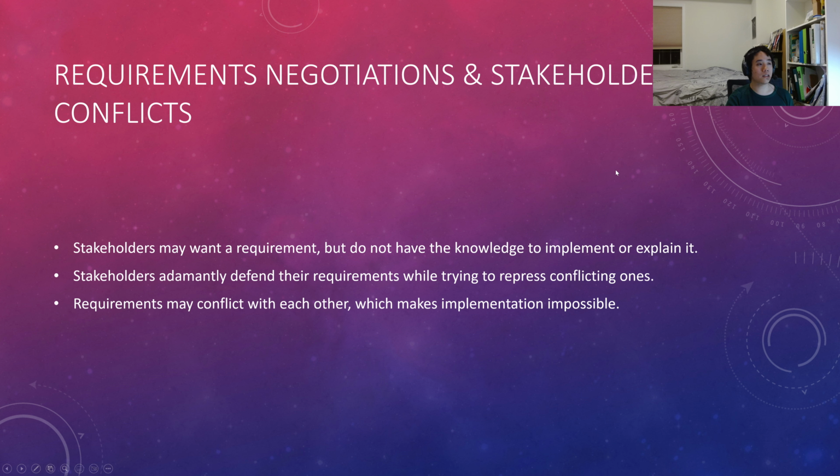Requirements. Now we're going to take a look at how we negotiate and solve conflicts. So here's the thing about stakeholders. They're humans too, and they have something they want to hold on to. So they may want to defend the requirements they listed and try to dismiss the others that are against them. Maybe stakeholders want something, but they don't have the knowledge to explain it. Or maybe the stakeholders agree to some requirements, but they conflict with each other, making realization pretty much impossible.